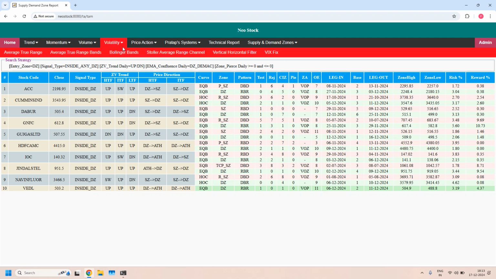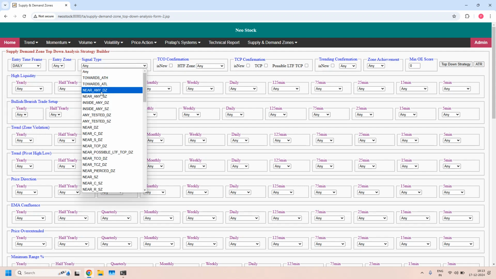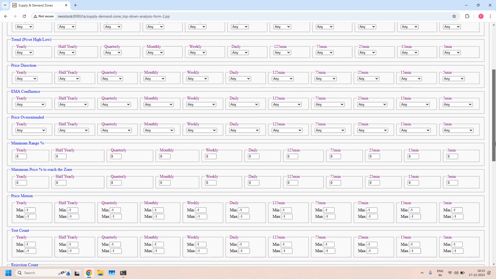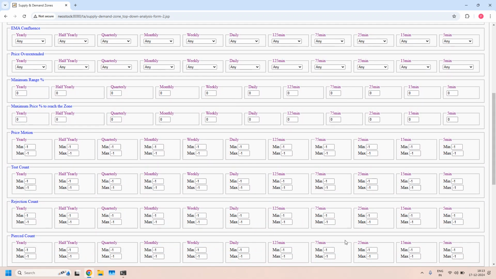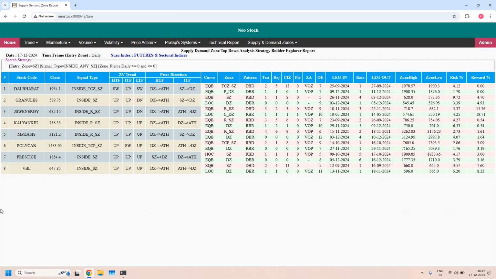Okay, next daily time frame. Price closed inside the daily supply zone, and these daily supply zones should not be pierced. So in the pierced count parameter at a daily time frame, minimum value 0, maximum value 0. With these filters, we got 8 stocks. That means currently price closed in these 8 daily supply zones.